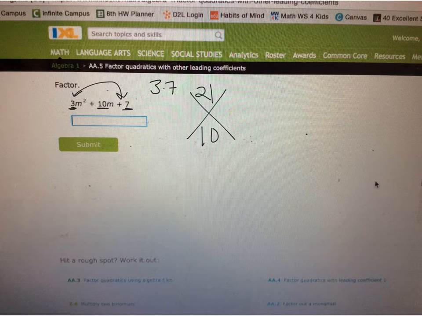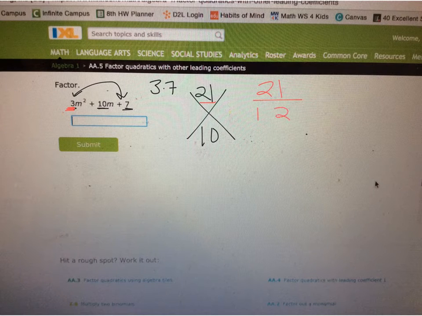In one of my previous videos, I talked about how now that our coefficient in front of m squared is not 1 anymore, it's more than that. It's 3. So we can't just put 7 in the top anymore. We must take whatever that value is in front of the m squared and multiply it by our constant. So 3 times 7 gives us 21. Here, it'll be a lot easier to figure out all the numbers that multiply to 21 that add to 10.